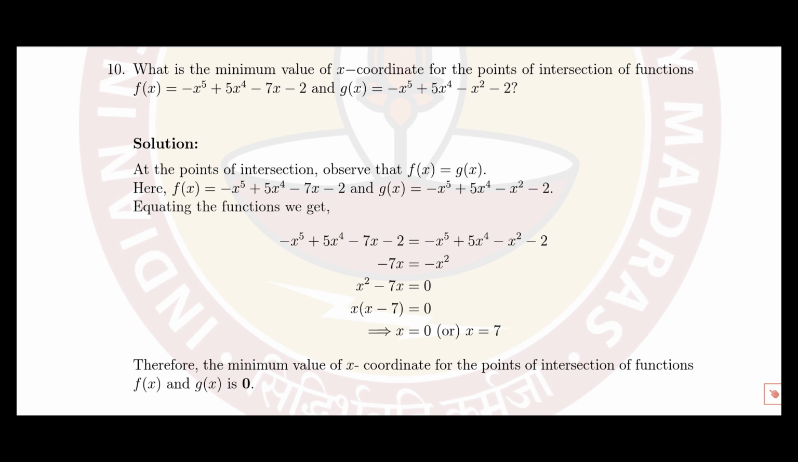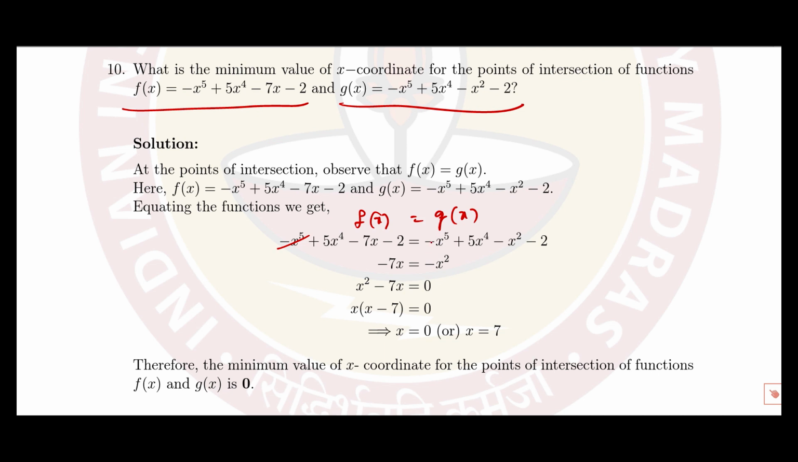Moving to the final question of this graded assignment. What is the minimum value of the x coordinate for the points of intersection of functions f of x, given like this, and g of x, given like this? At points of intersection, we have to observe that f of x will be equal to g of x. So we equate those two polynomials. We have f of x equal to -x^5 + 5x^4 - 7x - 2, and g of x is -x^5 + 5x^4 - x^2 - 2.